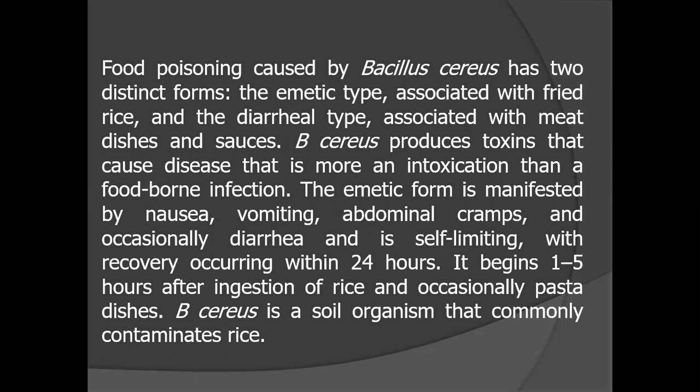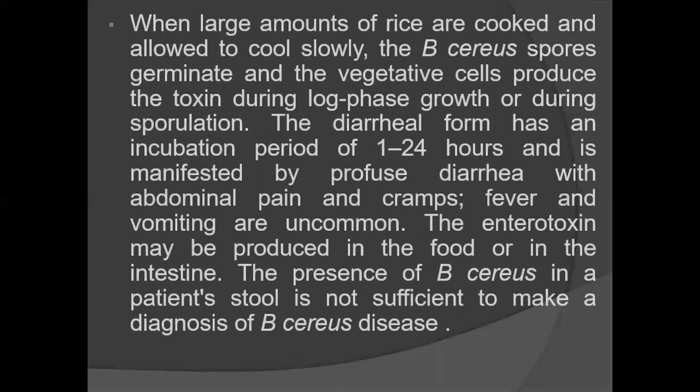Bacillus cereus is a soil organism that commonly contaminates rice. When large amounts of rice are cooked and allowed to cool slowly, the bacillus spores germinate and the vegetative cells produce the toxin during log phase or during sporulation.